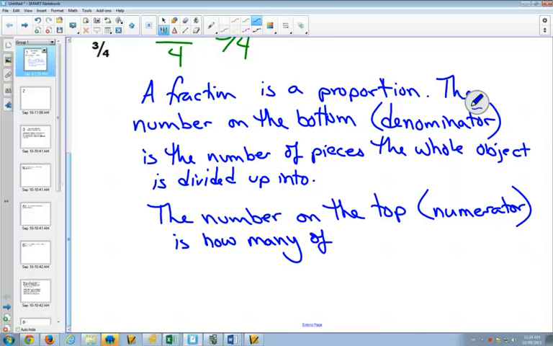The numerator is how many of those pieces you have.